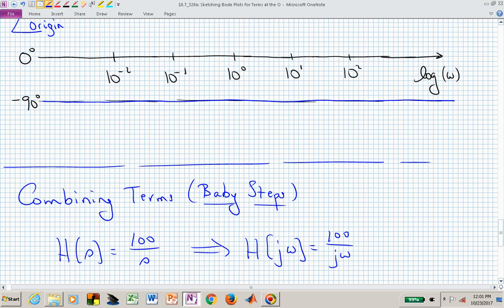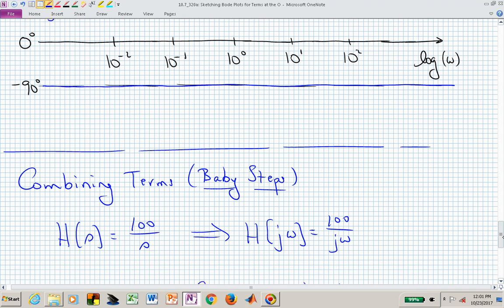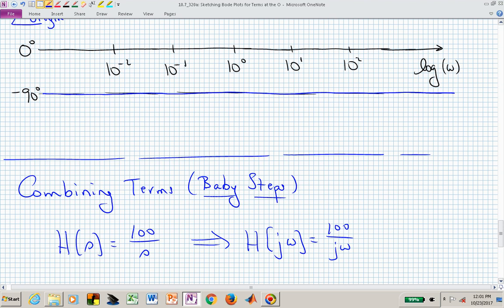Suppose our transfer function now is 100 over s. In terms of frequency response, we need to evaluate H of s along the imaginary axis, so we're replacing s with j omega. We now want to examine 100 over j omega as a function of frequency. We want to examine its magnitude, and we want to examine its angle. But I hope you can see that the angle is pretty easy.